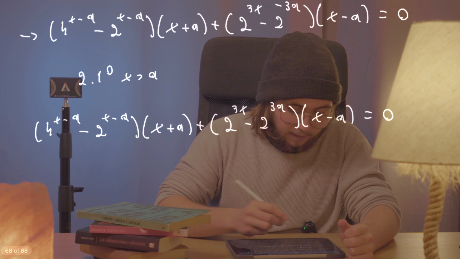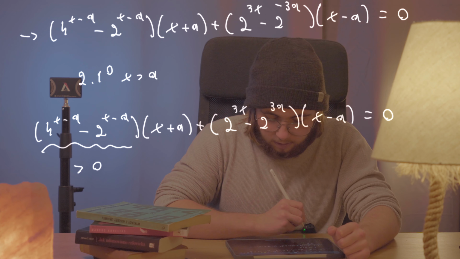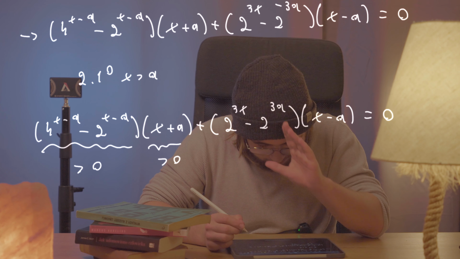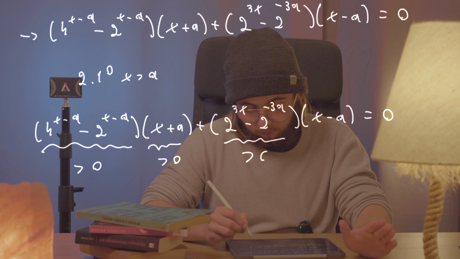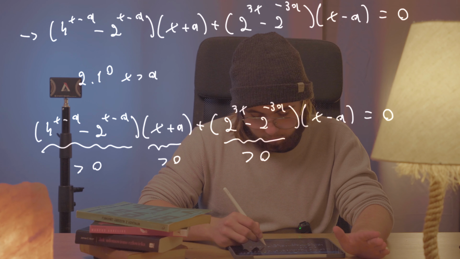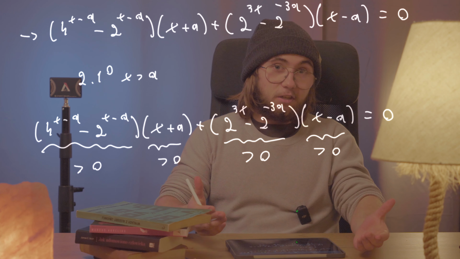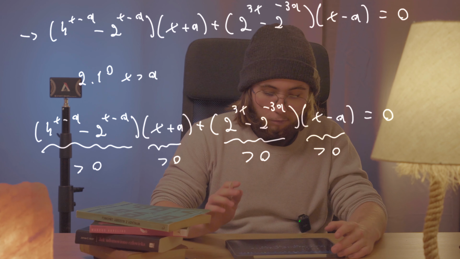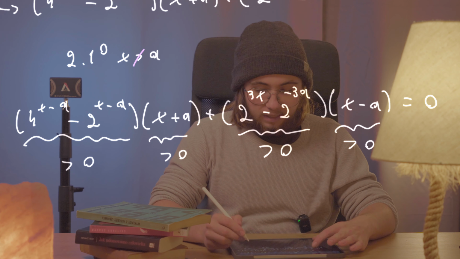So for x greater than a, this thing right there is going to be definitely greater than 0. What about x plus a? Well, a is actually a positive number, so that's also going to be greater than 0. This thing right there is definitely going to be greater than 0, and absolutely nothing will change that. And now, also this thing is going to be greater than 0 because x is greater than a. So we're just adding a bunch of things that are greater than 0, and it will not work out to be equal to 0. There's no possibility of it. So what we get is that actually x is not greater than a.